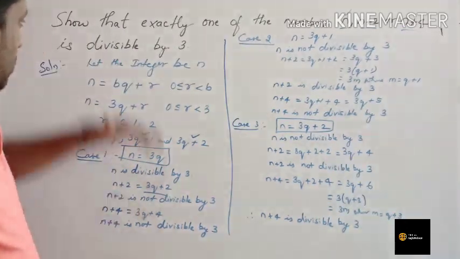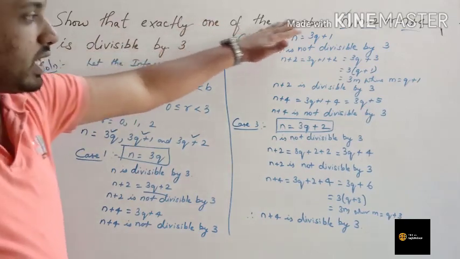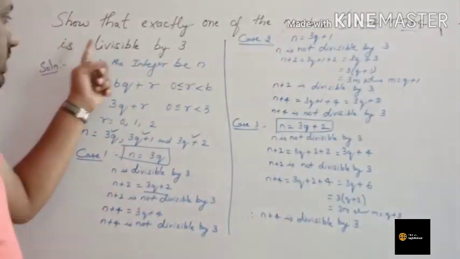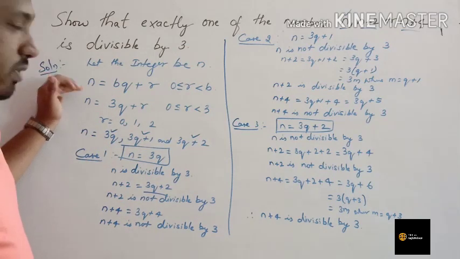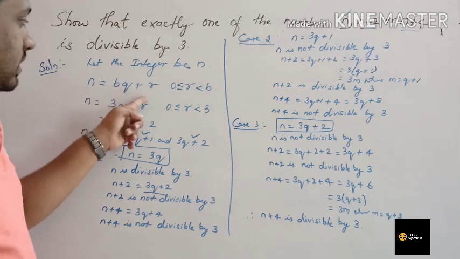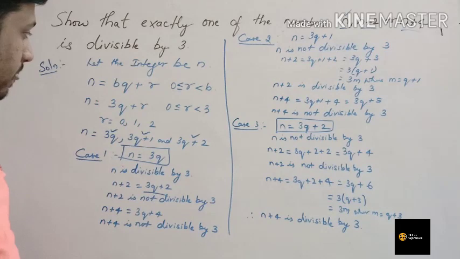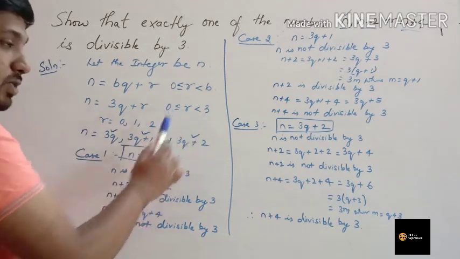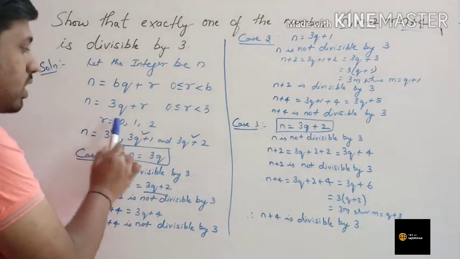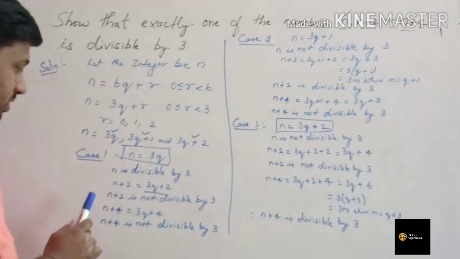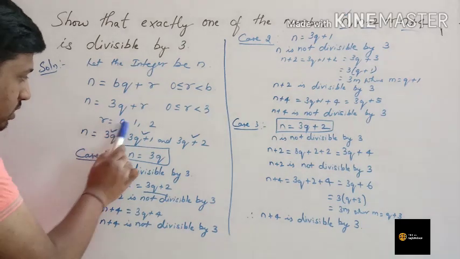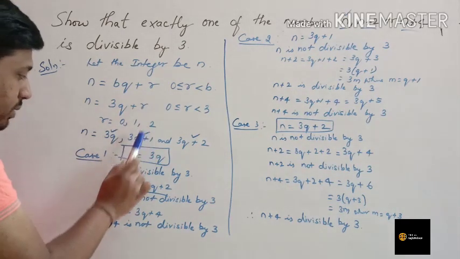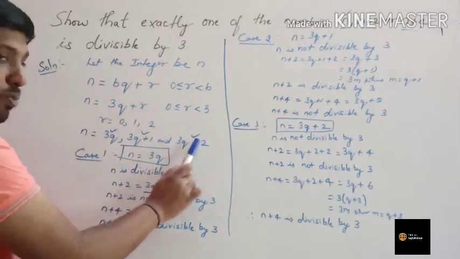As per the question, show that exactly one of the numbers n, n plus 2 or n plus 4 is divisible by 3. Since b is 3, by Euclid's division lemma, we take n equal to bq plus r, where n is some integer. Taking it as in the previous problem, we got r equal to 0, 1, 2. Now here 3 cases arise, because when we substitute 0 it becomes 3q, 1 it becomes 3q plus 1, and 2 it becomes 3q plus 2.